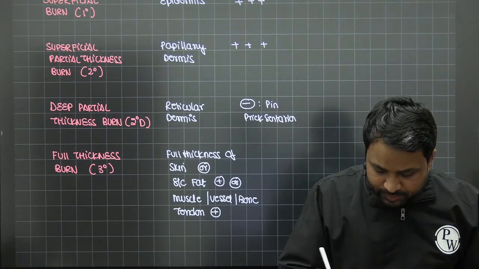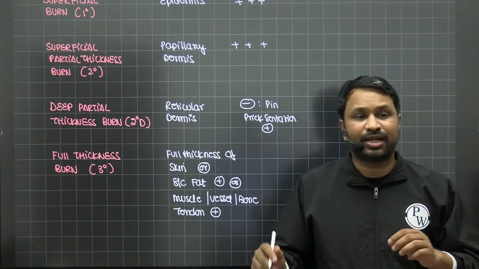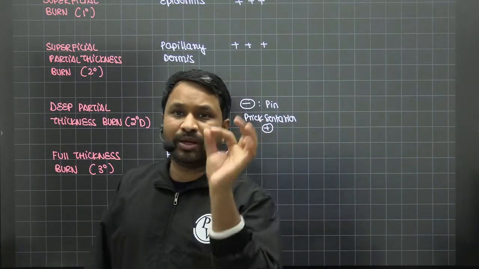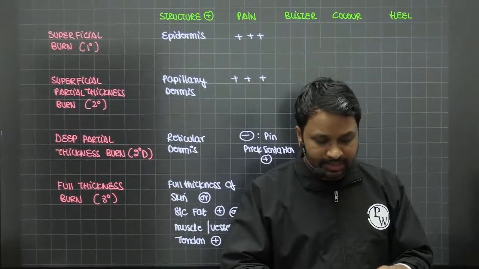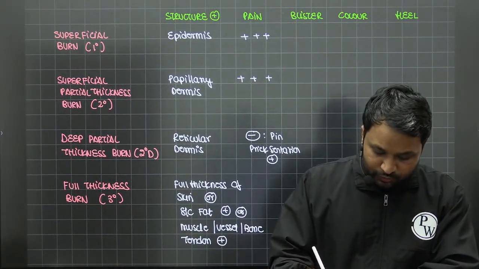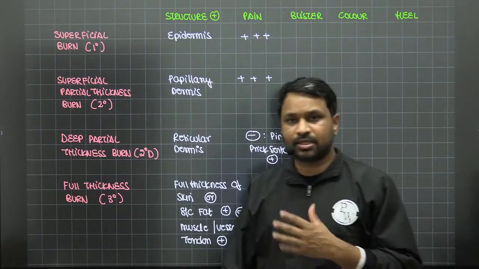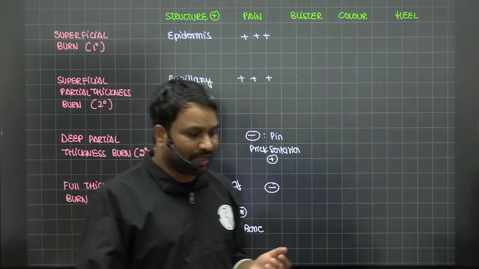So when you look at these patients, there will be an intact pin prick sensation. That means you touch, there will be no pain. But if you take a pin and prick it, that sting will be felt. And that is what we call the pin prick sensation. Full thickness burns have no pain receptors, there are no nerve endings present, hence there will be no pain at all.